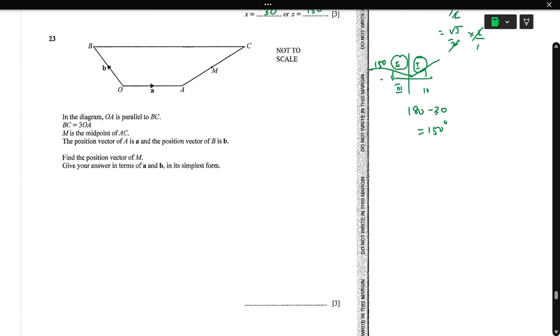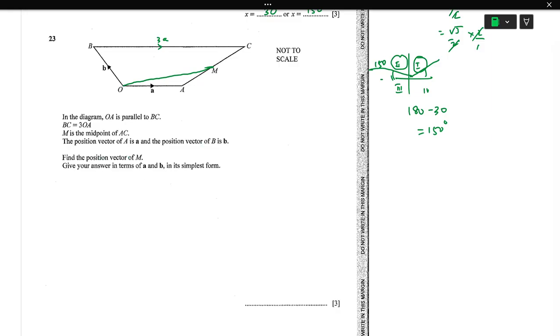So the next one, question number 23, it's a vector question. In the diagram, OA is parallel to BC and BC equal to 3 OA, so that means this is 3A. M is the midpoint. The position vector of A is a and the position vector of B is b. Find the position vector of OM. Give your answer in terms of a and b.